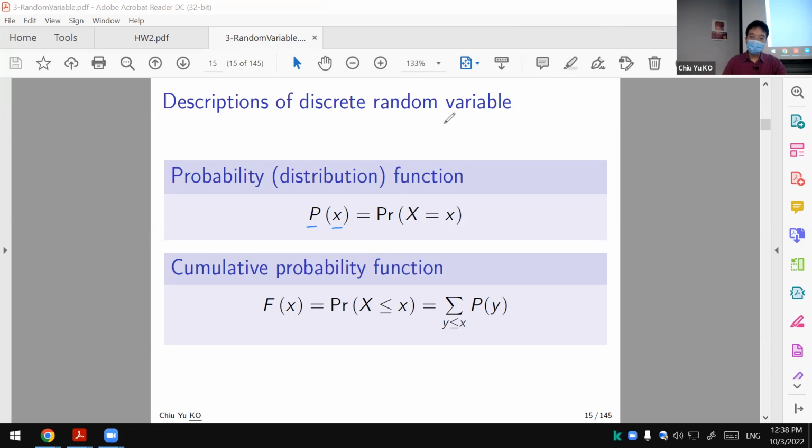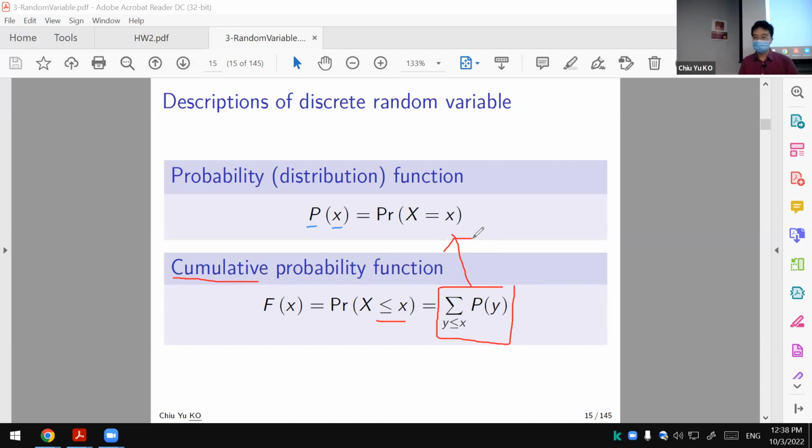And the other one, which is not very useful in the discrete context, but will be very useful in the continuous one, is what we call the cumulative probability function. You give me that number, x. This function will give you the probability that the random variable is less than or equal to that number. So equal to is very important. And in other words, you can write it this way, just from the definition: just add up everything before it.